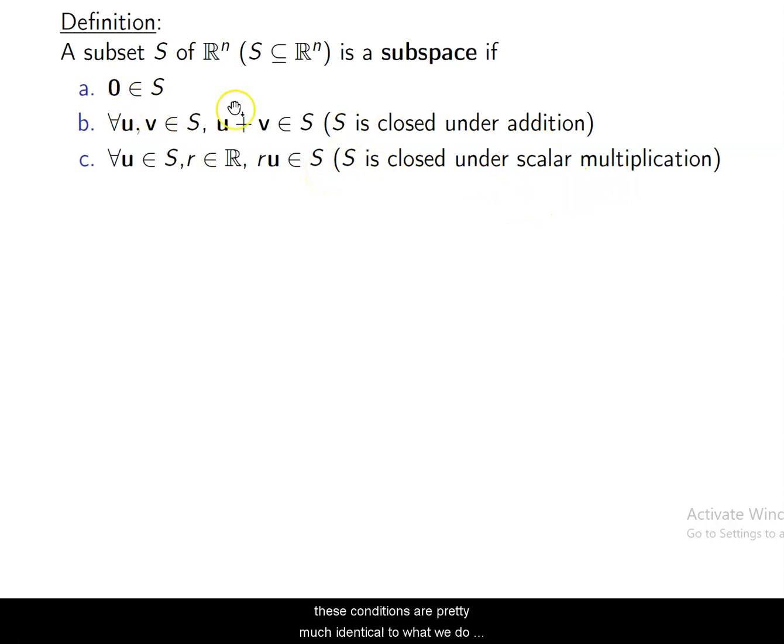If you notice, these conditions are pretty much identical to what we do for proving something is a linear transformation. Although we're not doing transformations, we're talking about objects inside of Rn. So I have to have the zero vector, I have to be closed under addition, and I have to be closed under scalar multiplication. The only difference is that in our definition for linear transformation, we did not have this zero vector notation. A lot of you guys are trying to throw that in there. While it is true, that is not what we were using to prove a linear transformation.